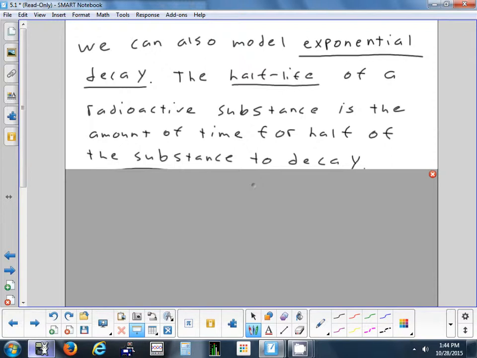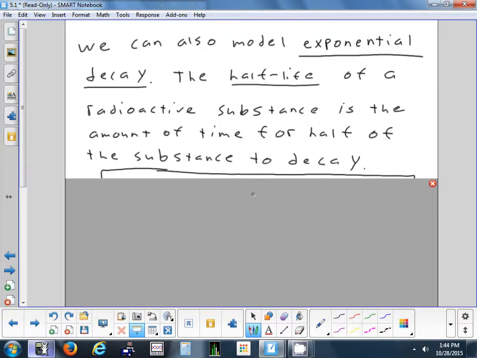If I started with this amount, after 1 hour, that's what I have left. After another hour, I have half of that left. And after another hour, I only have half of that left. So each hour that goes by, the amount of material goes down by half.